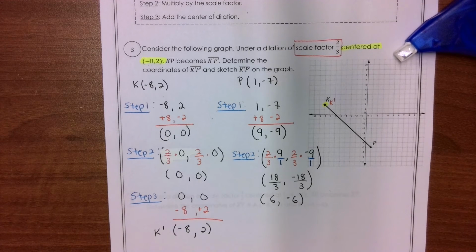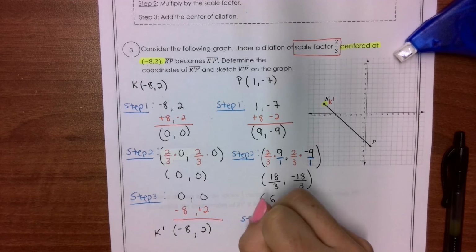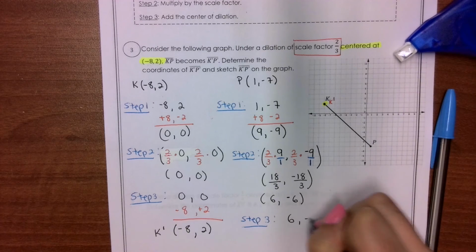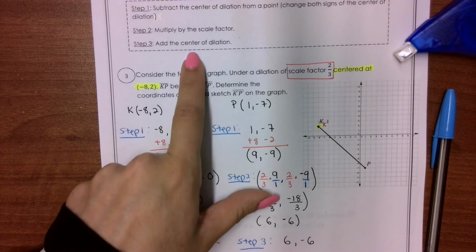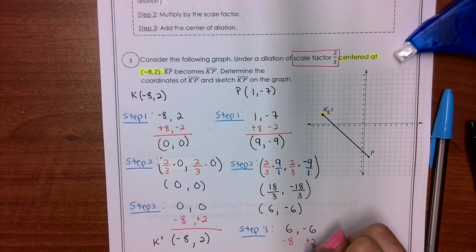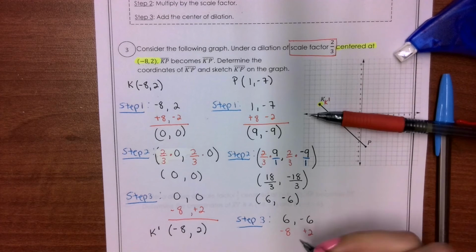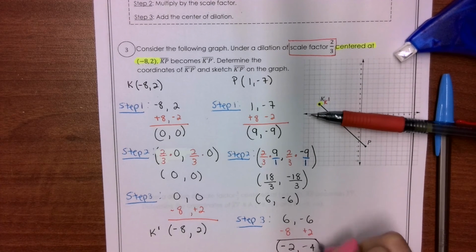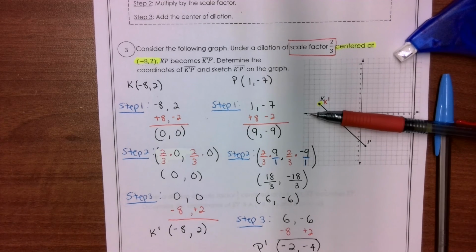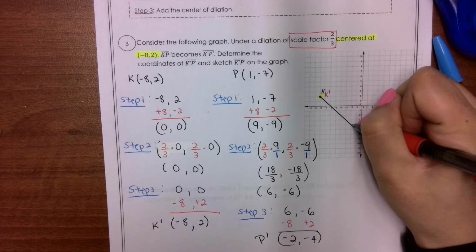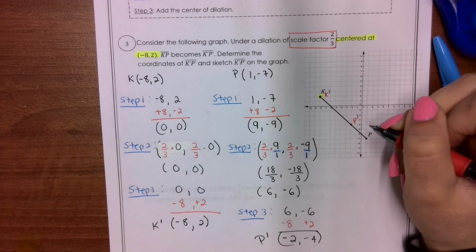So right now we just did step 2. The final step is we're going to put it back. So we're going to add the center of dilation back to it. So we had 6, -6. Add the center of dilation, which was -8, 2. Just go ahead and add that back in there. Okay, so that means P prime will be at -2, -4. That's where P prime is located. So I'm going to go back to my graph, -2, -4. That's where P prime is.